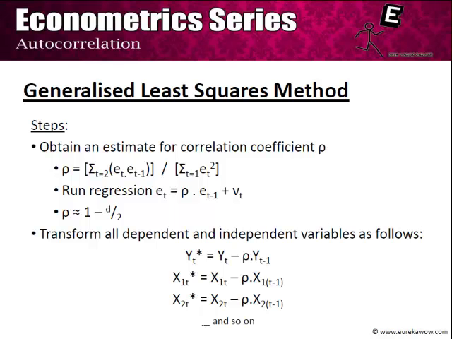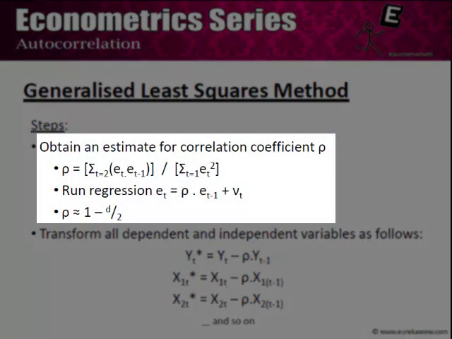The first step required for the GLS method is to obtain an estimate of the correlation coefficient rho. Two of the methods are ones that we have previously dealt with. The first is to find the product of et into et minus 1 for all t starting from 2 to t equals n and sum them up, and then divide this sum by the sum of et squared from t equals 1 till t equals n. This is one of the methods of obtaining an estimate of rho. The second method that we had previously talked about was to run the regression et equals rho into et minus 1 plus nu t.